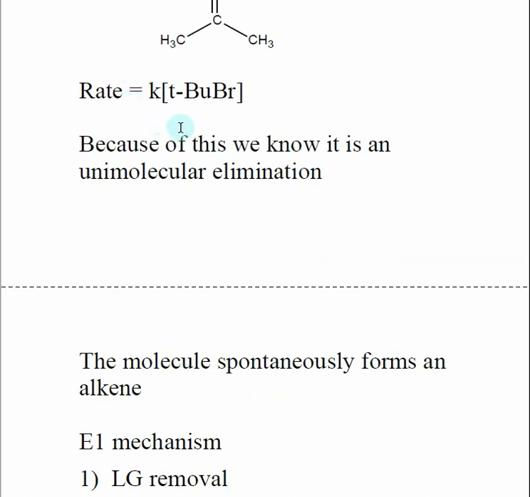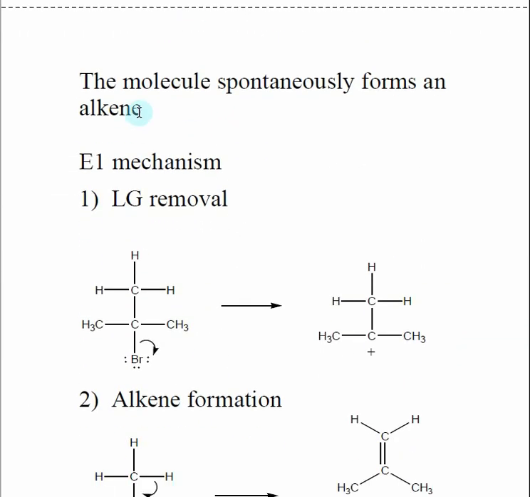We can also tell this by looking at the rate law expression. There's only one species. It's implied first power. That's what we mean by unimolecular. The overall order of this reaction is first order. That's what makes it a unimolecular elimination. So what happens is this molecule spontaneously forms an alkene.